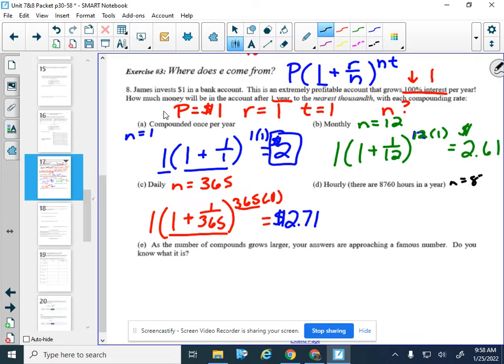The last one we're going to do on here is hourly. There are actually 8,760 hours in a year. So we're going to be compounding tiny, tiny interest many, many times. And we'll see what this ends up being. Replacing my 365s with 8,760.